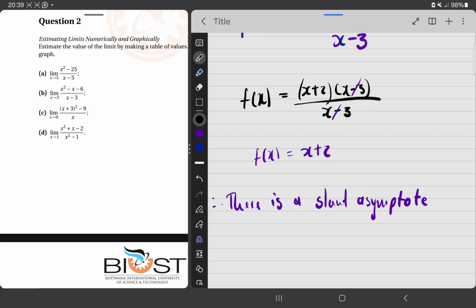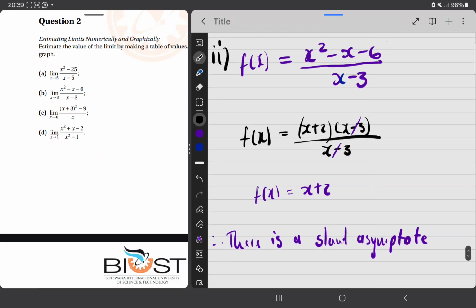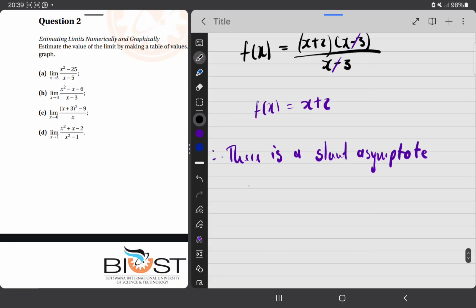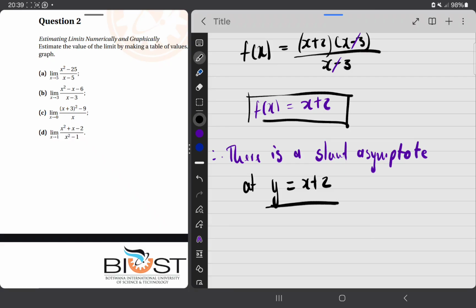In here there is no remainder. We happen to know that if there is a remainder, we can't divide this way. We have to do long division. So therefore there is a slant asymptote at y equal to x plus 2. And guess what? This y equal to x plus 2 happens to be the graph itself.